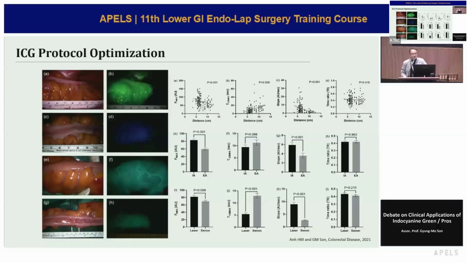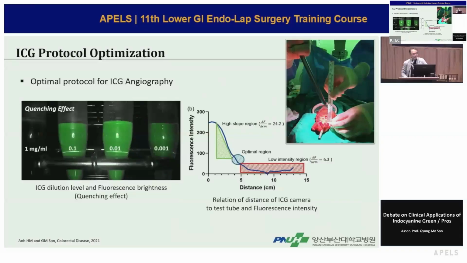Fluorescence image is affected by many other factors: environmental factors, ICG dose, distance from the camera to the colon, or room light. Many things affect the fluorescence intensity. So we need to standardize our protocol. It's very interesting: when you use a very high dose of ICG, the intensity decreases. This is a quenching effect, the physics of the fluorescence material. So we need to dilute to the optimal level of ICG.